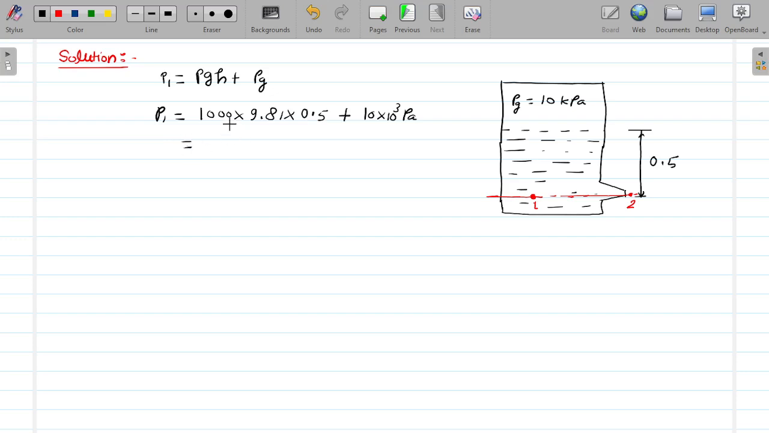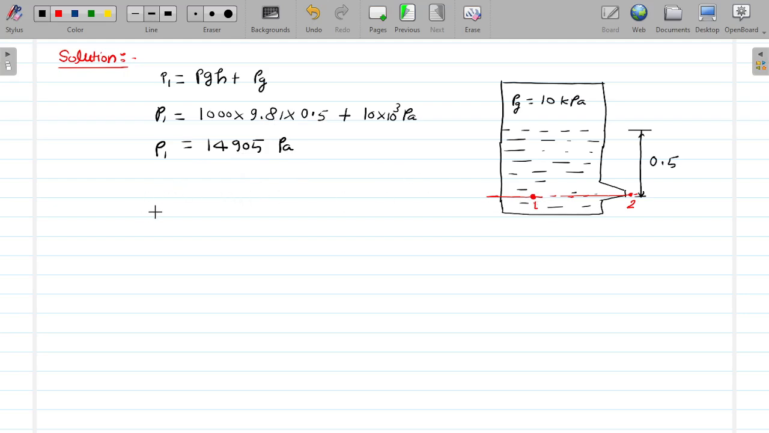So on solving, 9.81 multiplied by 0.5 plus, yes, pressure P1 is equal to 14905 pascal. Now we have calculated the pressure at point 1.